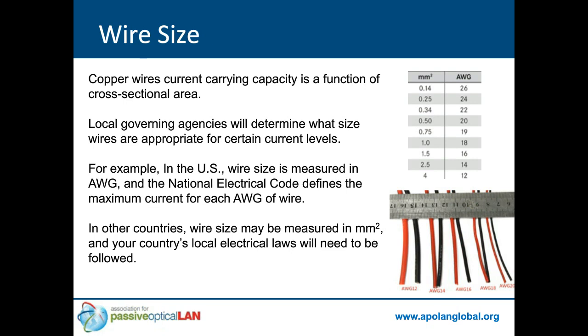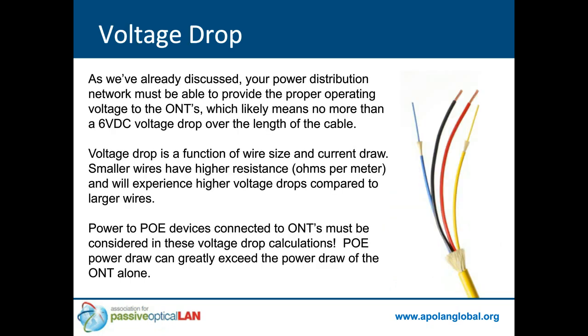As we've already discussed, your power distribution network needs to be able to provide proper operating voltage to your ONTs, and typically that's going to mean no more than a 6-volt drop over the length of the cable. As I just mentioned, larger gauge, larger cross-sectional area wires have a lower resistance and therefore will have a lower voltage drop in terms of volts per meter at a constant operating load.